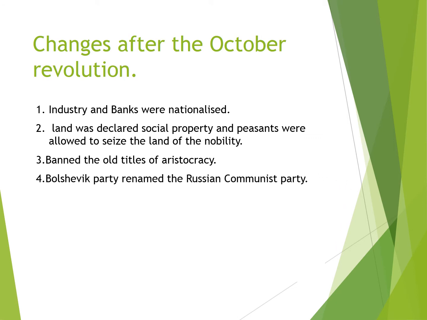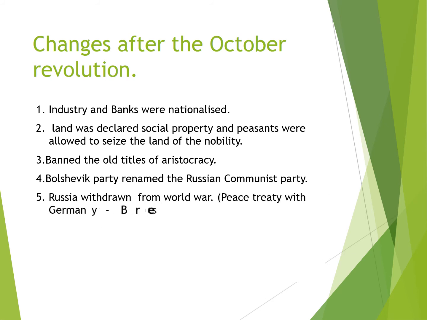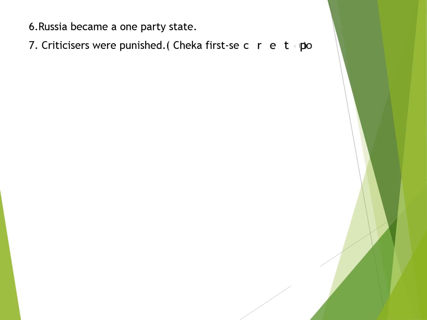The Bolshevik party was renamed the Russian Communist Party. Russia was withdrawn from the World War. So they made sure that there was peace in society. So these were the major changes that the Bolsheviks made in Russia. Russia became a one-party state, and critics were punished.